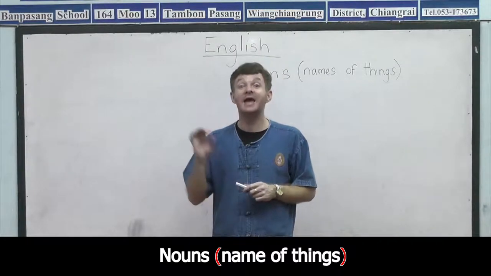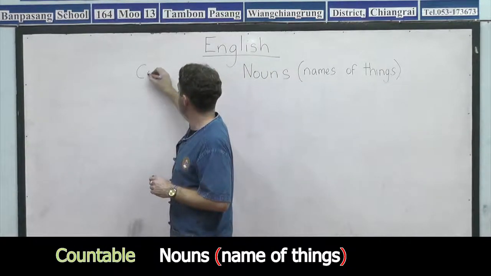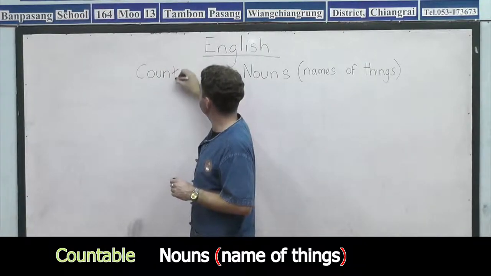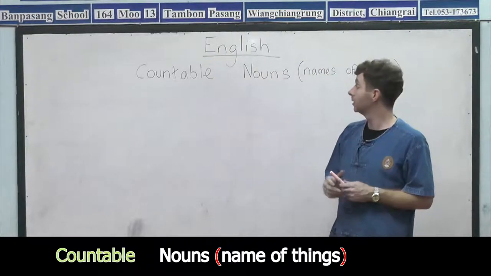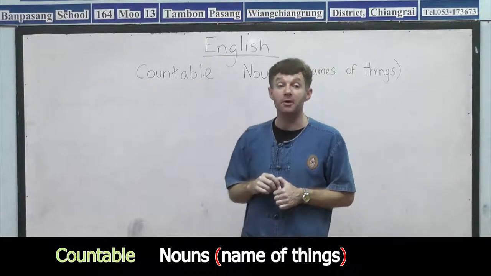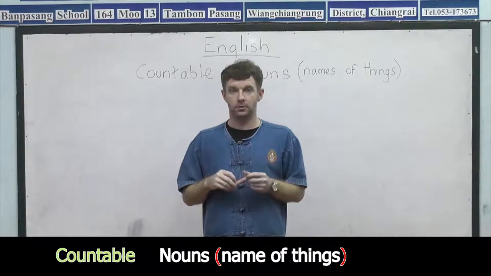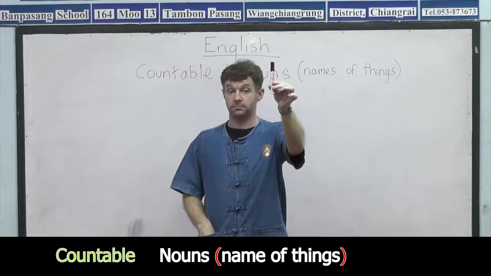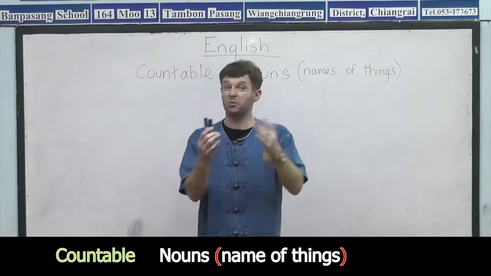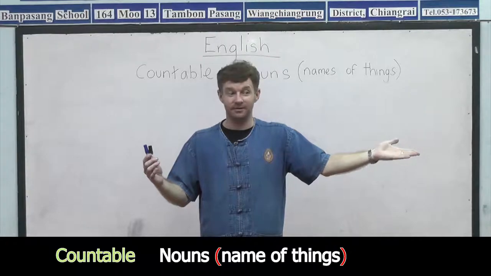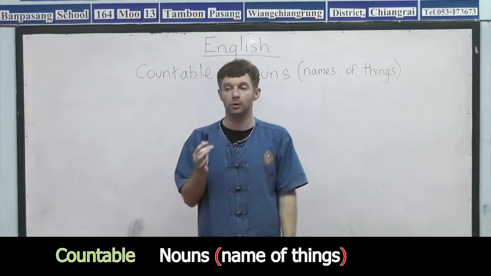You've already said countable nouns. Yes, countable. C-O-U-N-T-A-B-L-E. Countable nouns. Yes, remember, if there's only one of something, we call it singular. One pen. Singular. But then, if we have more than one, two, three, 500, 5 million, it doesn't matter how many, as long as it's two or more, we call it plural.